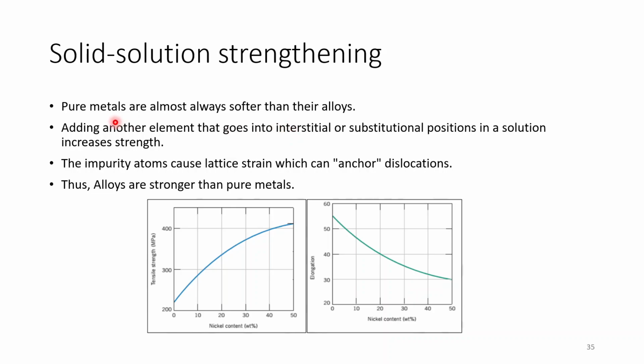Next is solid solution strengthening. In this case, pure metals are almost always softer than their alloys. You can see, if you take gold which is 100% pure, it will be very soft. You can't even make it into jewelry. So for that you add some impurities to it. Only then can you make it into jewelry or other structural elements. And by adding another element which goes into interstitial or substitutional positions in the solution, it increases strength.